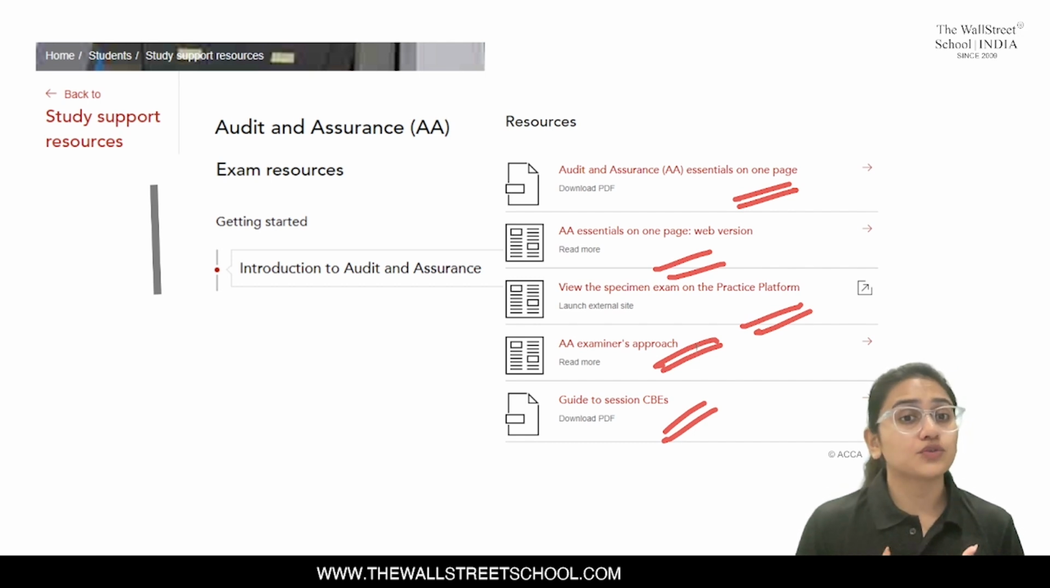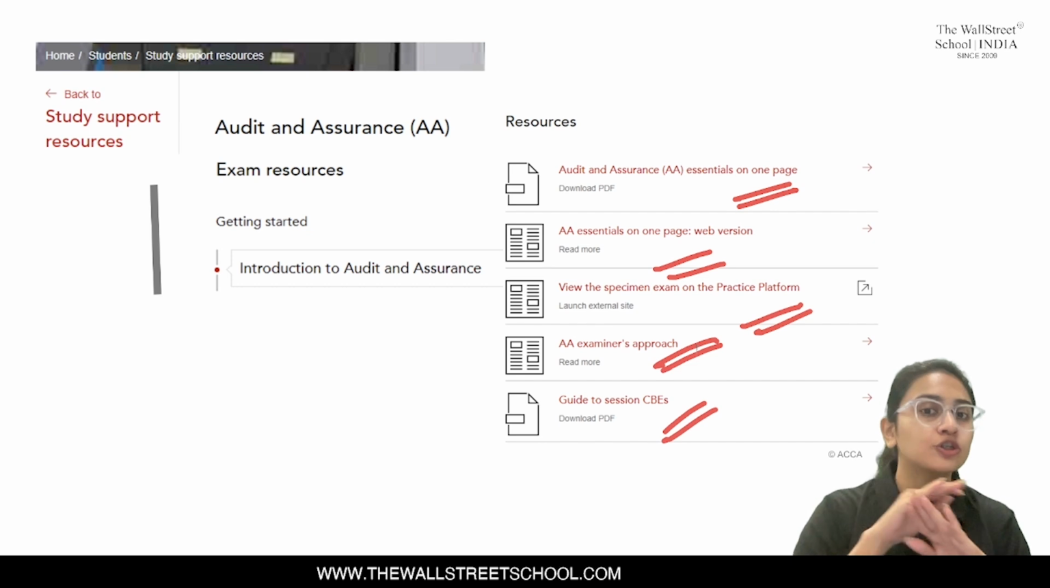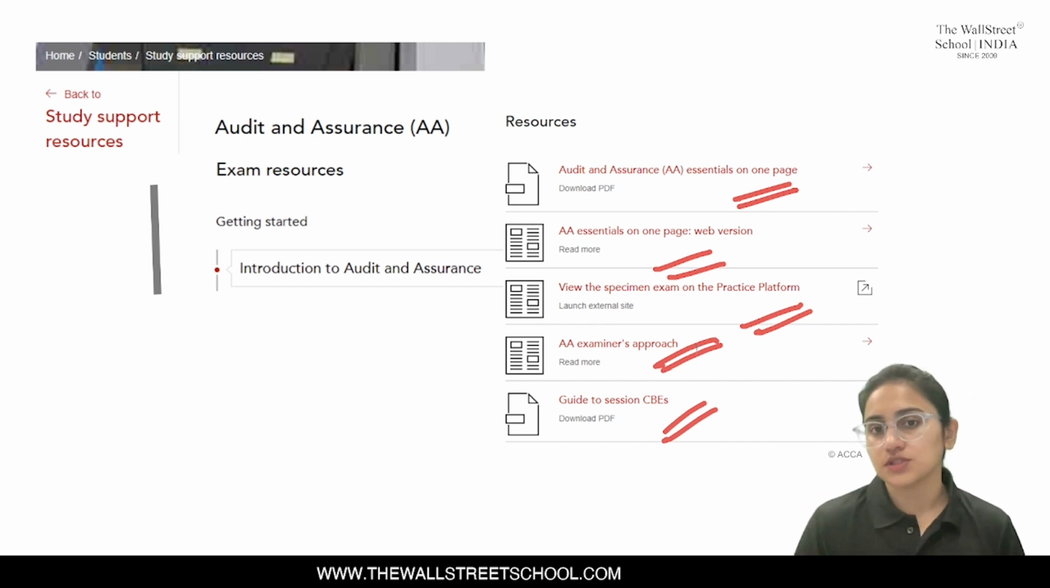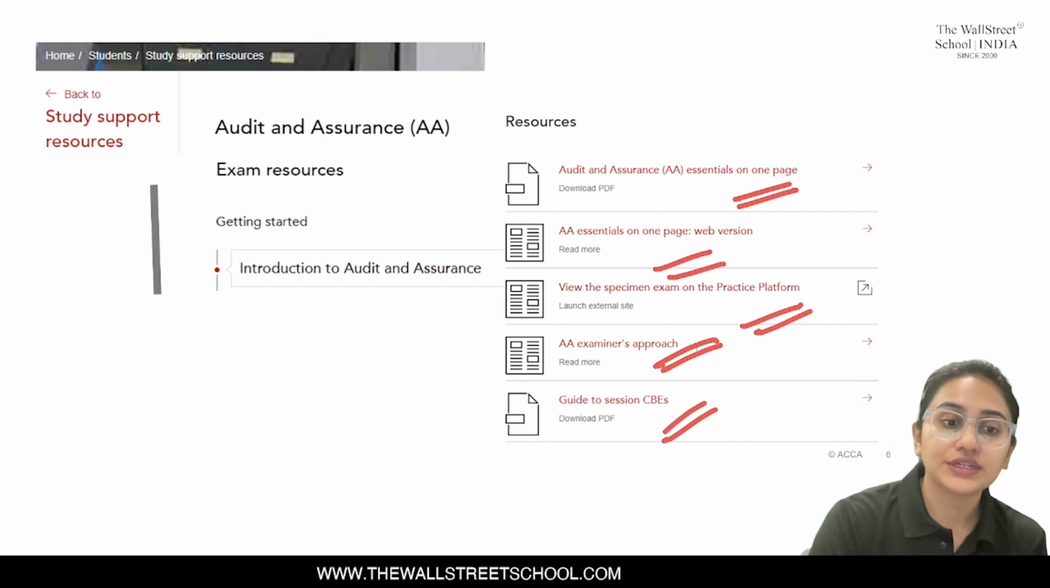So basically, ACCA from their side is doing their best to give us 100% resources. But what can we do from our side? From our side, what we can do is use these resources to our full advantage. That means make 100% use of these resources and pass the exam because resources are provided to us. We need to pass the exam. Then proceeding forward.